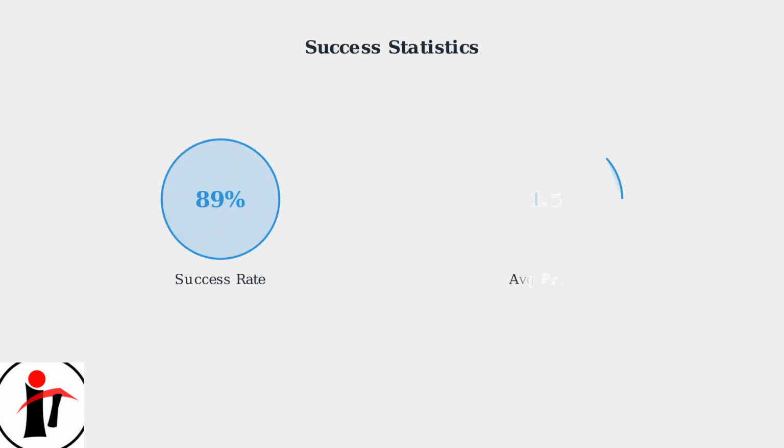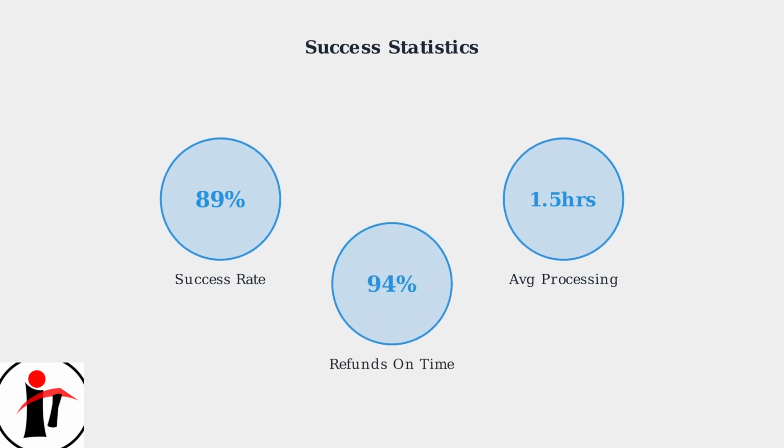The statistics show that Western Union's app-based cancellation system is highly effective. 89% of cancellation requests are processed successfully, with an average processing time of just 1.5 hours. Additionally, 94% of refunds are processed within the stated timeframes, demonstrating the reliability of Western Union's refund system when you follow the proper procedures.